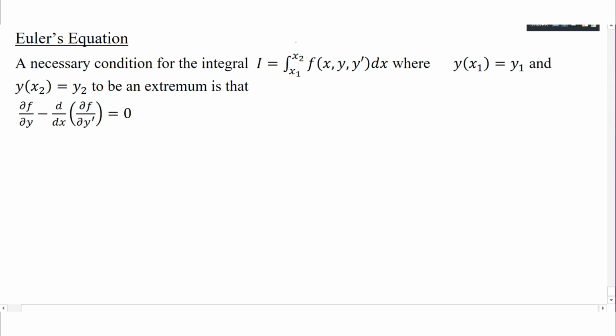Today I'll be dealing with the topic Euler's equation. Let us first try to see the statement of the Euler's equation.